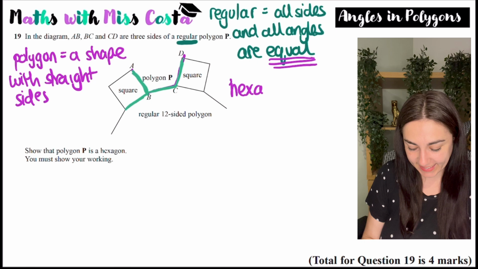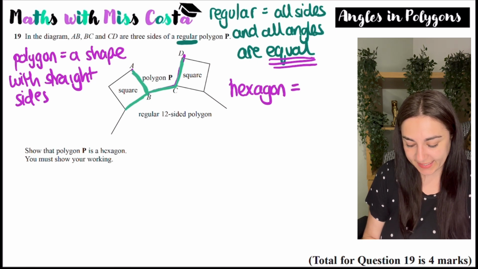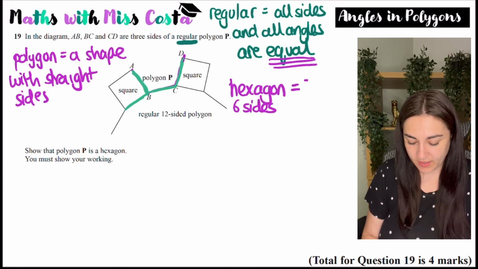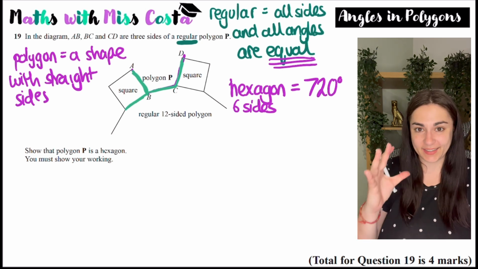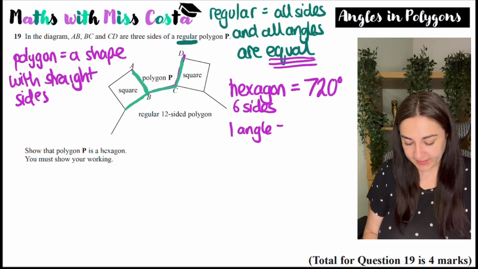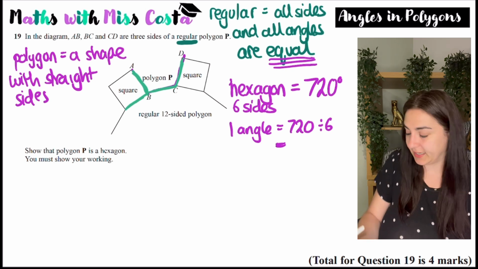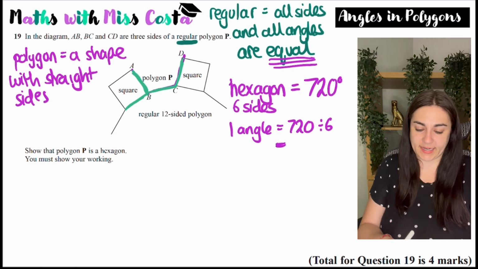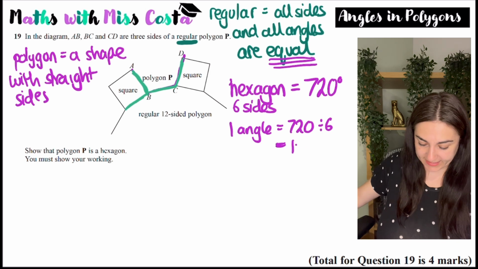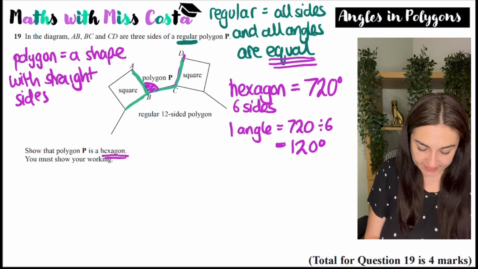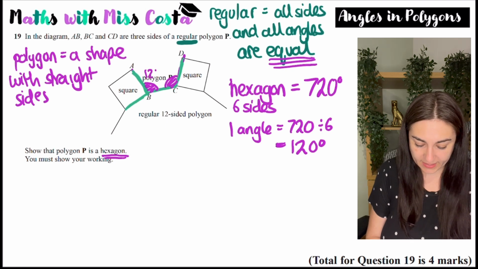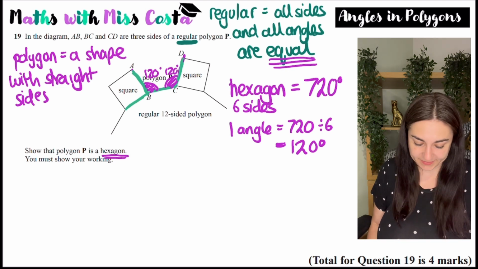Okay, so as I was saying, it's a hexagon, which means it's a 6-sided shape. And I know that all of the angles sum to 720. If there's 6 sides, there's going to be 6 angles. So the size of one angle is going to be 720 divided by 6, which is 120 degrees. Okay, so if this is a hexagon, this angle here and this angle here must be 120 degrees. So that's how I can prove that it's a hexagon.